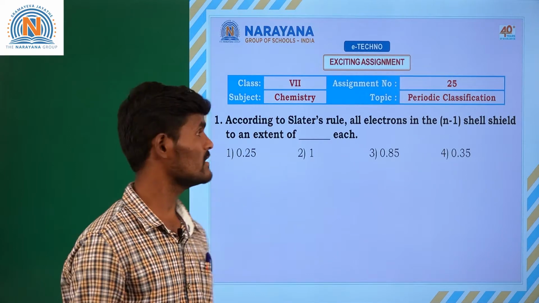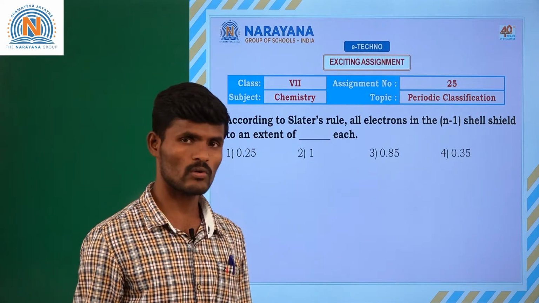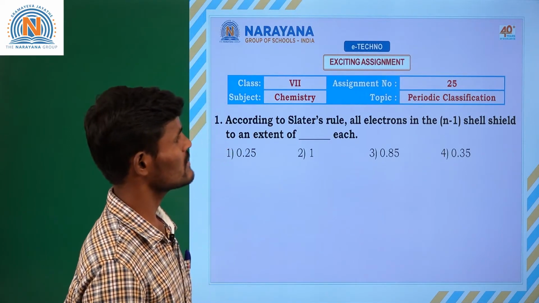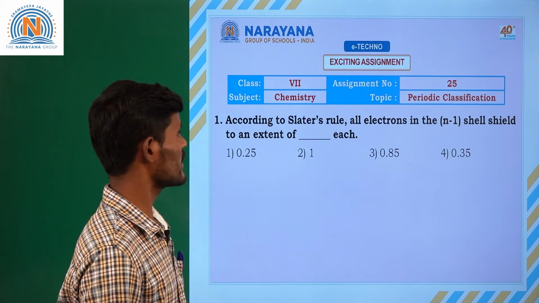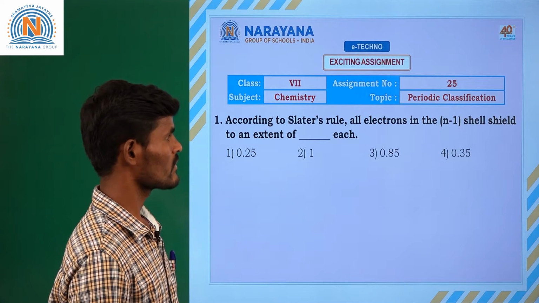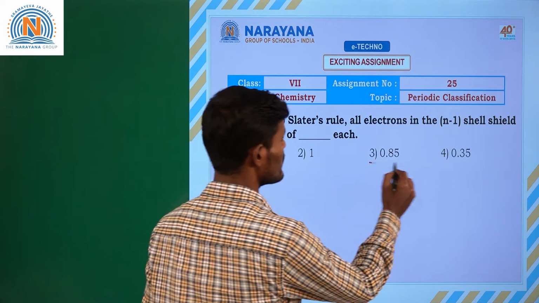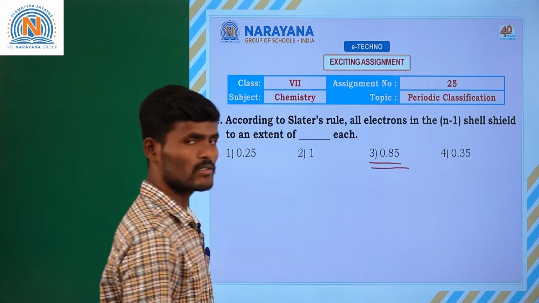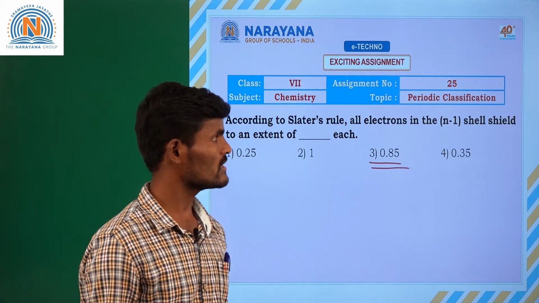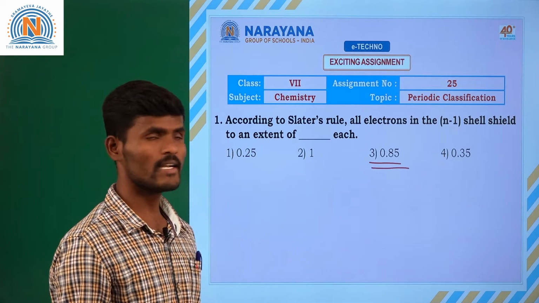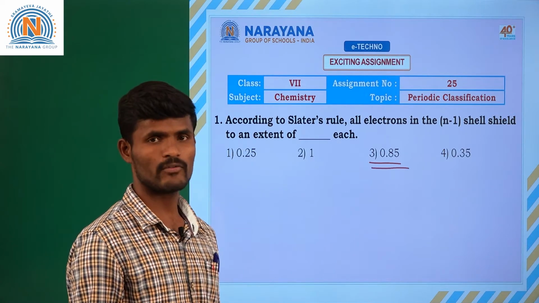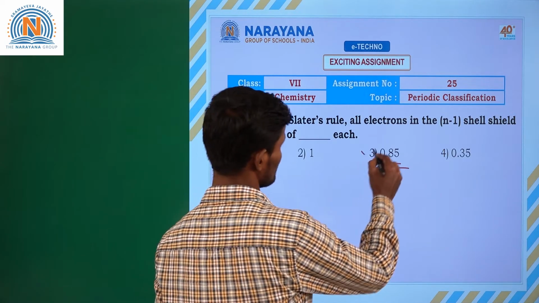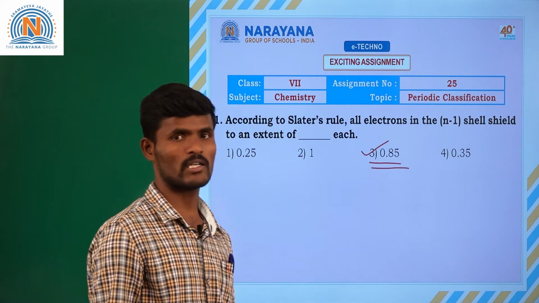Our first question is, according to Slater's rule, all electrons in the n-1 shell shield to an extent of 0.85 each. So the answer is the third option. It is a direct value.